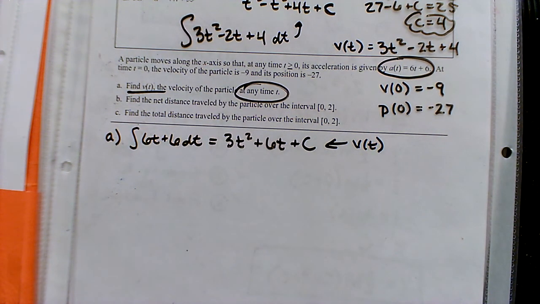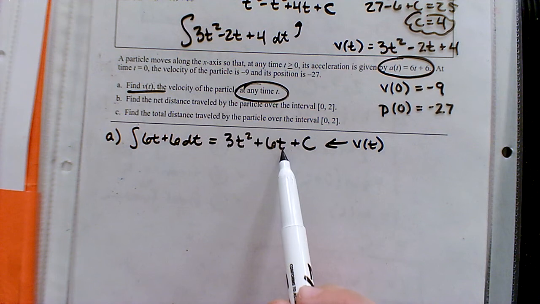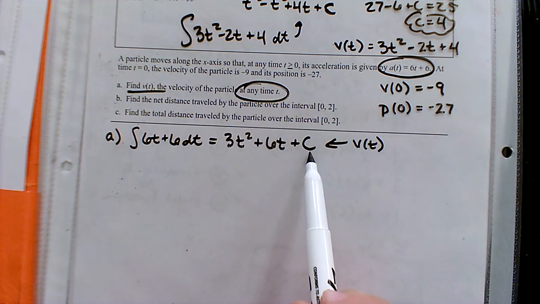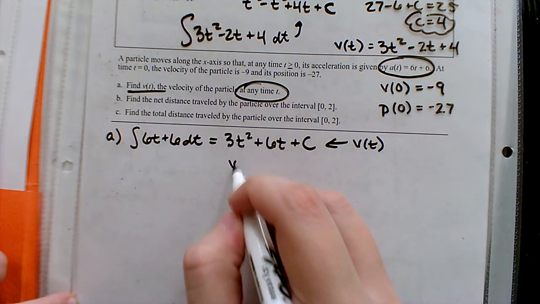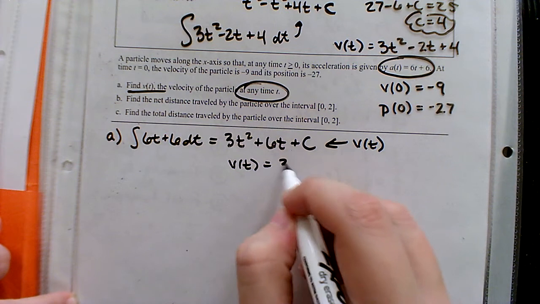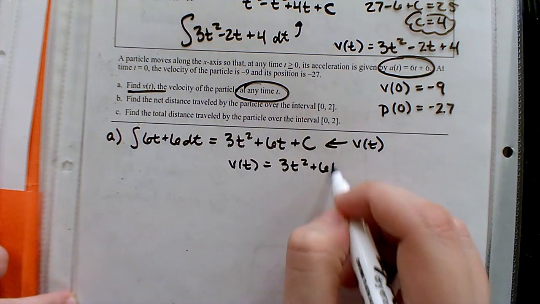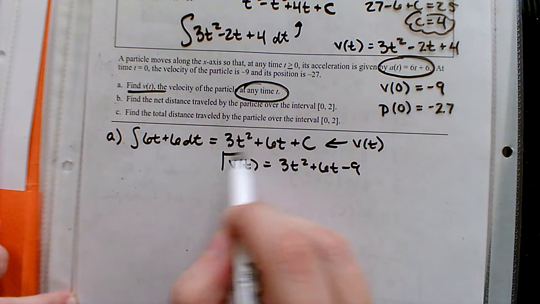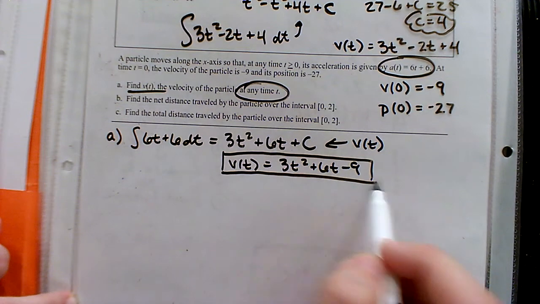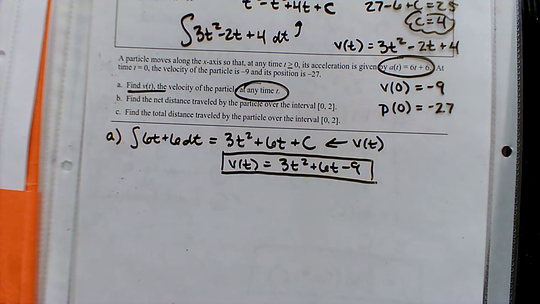Yeah. If you plug in zero, all the t values are nullified and you're only left with c, so c must be -9. Okay, so v of t is 3t squared plus 6t minus 9. Part 1 done.